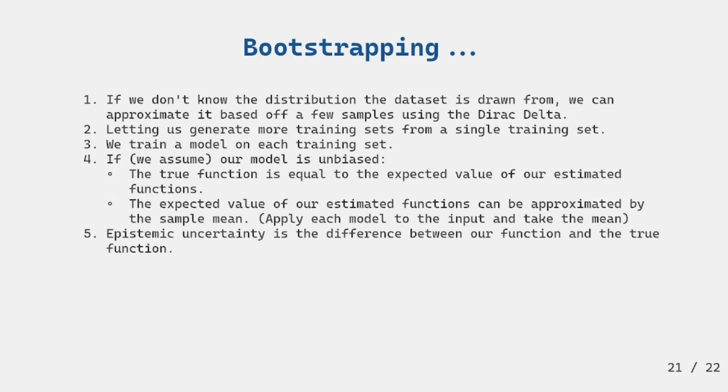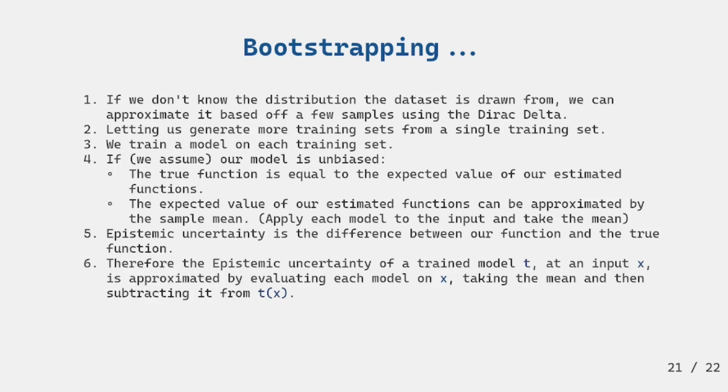Because the epistemic uncertainty is the difference between our estimate, the model that we learn, and the true function. People have talked about decomposing your actual model's error into epistemic and aleatoric uncertainty. The epistemic uncertainty is the difference between your model and the true function. And because we now have an approximation for the true function, we just apply each model to the input and take the mean of the outputs.